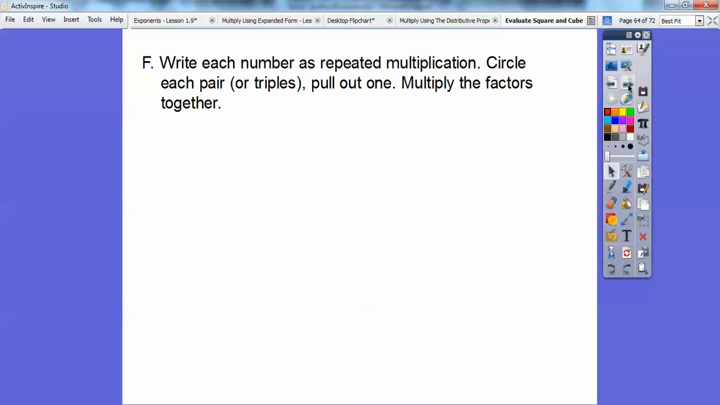All right, so write each number as a repeated multiplication, circle each pair or triple, depending on if it's a cube root or a square root. A square root is a pair. And pull out 1, multiply the factors together. So for example, the square root of 81, you guys. Well, hopefully you know that's 9, but the reason why it's 9 is because 81 is 3 times 3 times 3 times 3. Here's 9 right here. This will help us more in the next lesson after our test. So we won't get the square root of 81s, we'll get square roots of the other ones that aren't perfect squares. All right, so we're going to circle the pairs. The pair of 3's and a pair of 3's. This 3 is from this pair, this 3 is from this pair, and then you multiply them, and that's why it equals 9 right there.